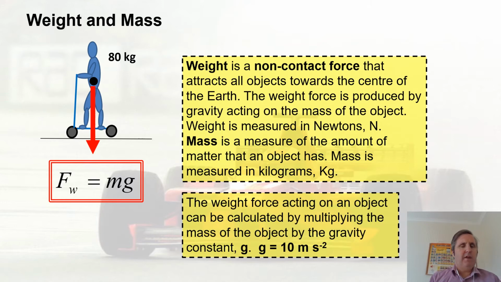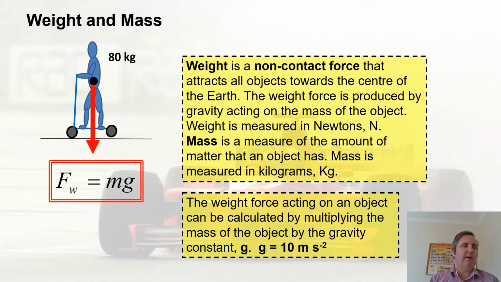Now, the size of that force is always 10 times larger than the size of our mass. So the gravity constant, which is called g, is 10 meters per second. That means that anything that has gravity acting on it will accelerate at 10 meters per second if there was no other force acting against it.